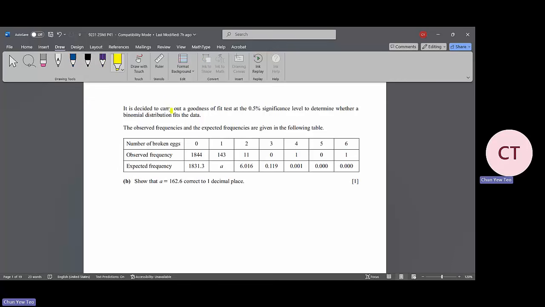It is decided to carry out a goodness of fit test at 0.5% significance level to determine whether the binomial distribution fits the data. The observed frequency and the expected frequency are given in the table. So this is the O, this is the E. Then they want you to find the A or show that the A is equal to 162.6. Over here, the A, because the total over here must be a 1, we can just say that the A is actually equal to the total. Total is 2,000.